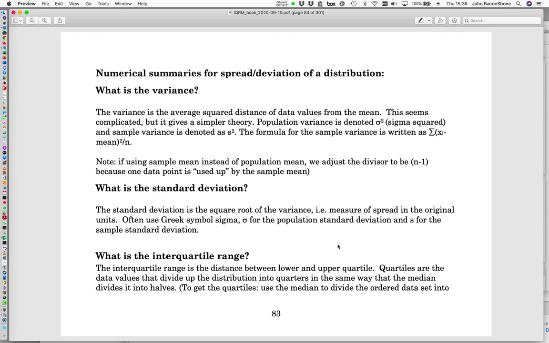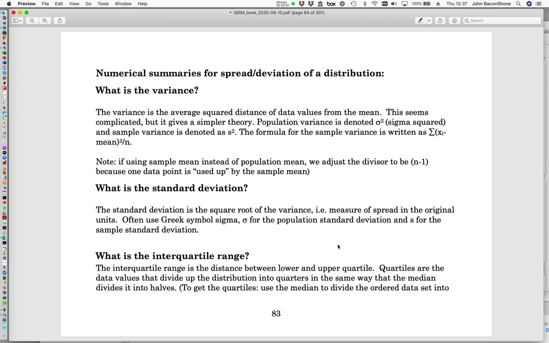In fact, you might say, why don't we just use the average distance of the data values from the mean? Well, the problem is that the average distance of the data values from the mean is 0, because some of them are positive distance from the mean and some are negative. So in fact, on average, the non-square distance, so the average distance is 0. We could, of course, consider the average absolute distance of data values from the mean, but it turns out that the statistical theory for the absolute distance is quite complicated. So in general, we are not going to use that.